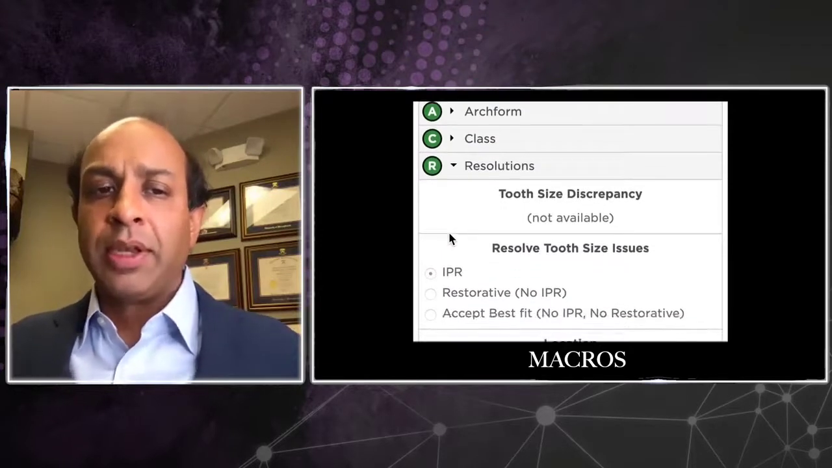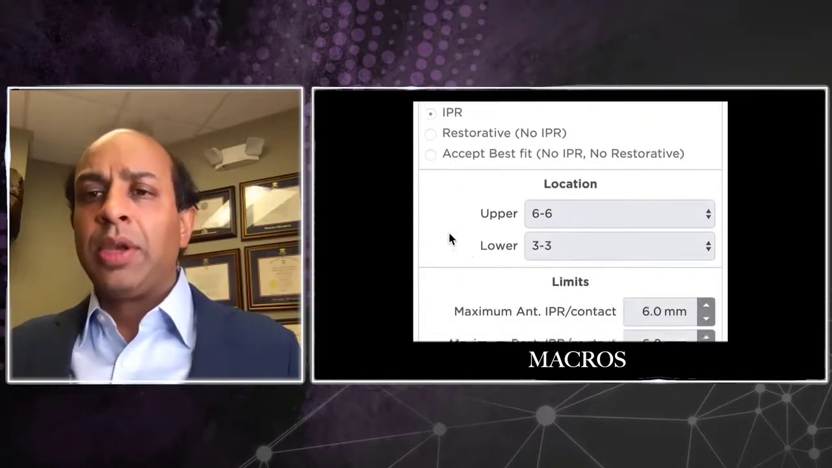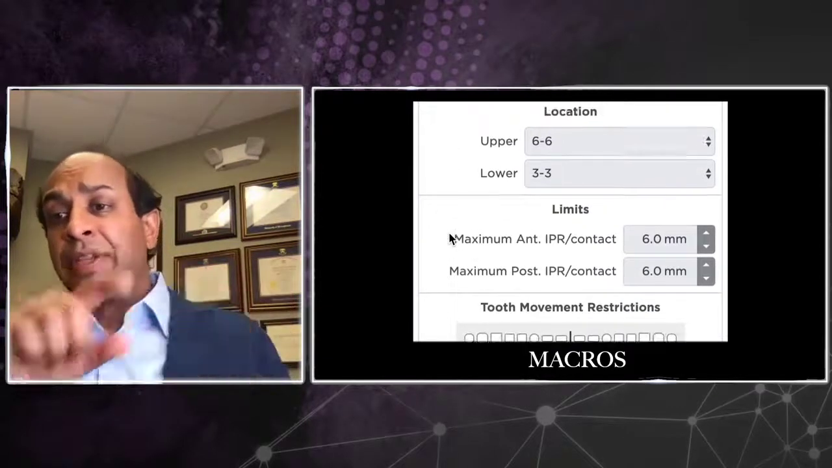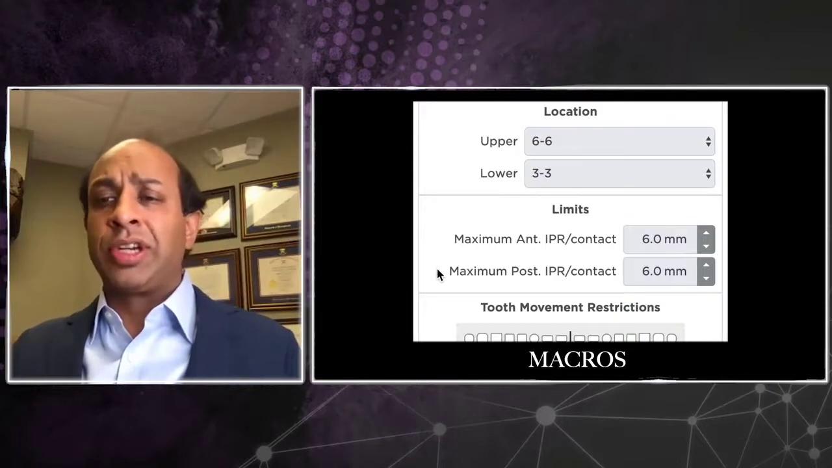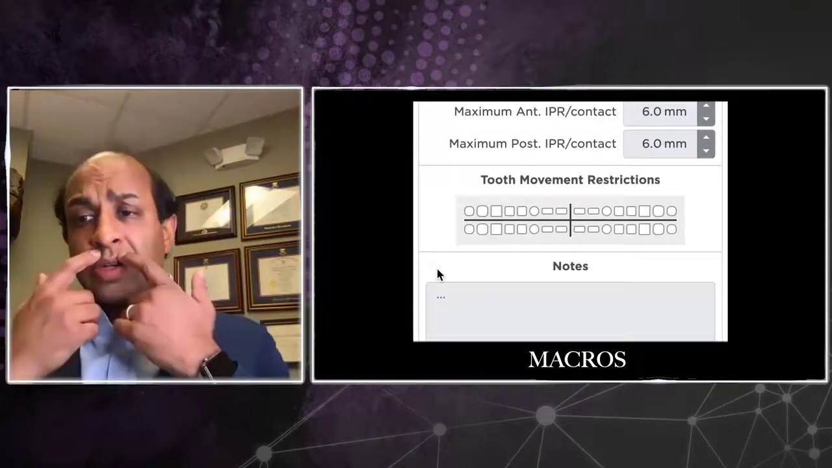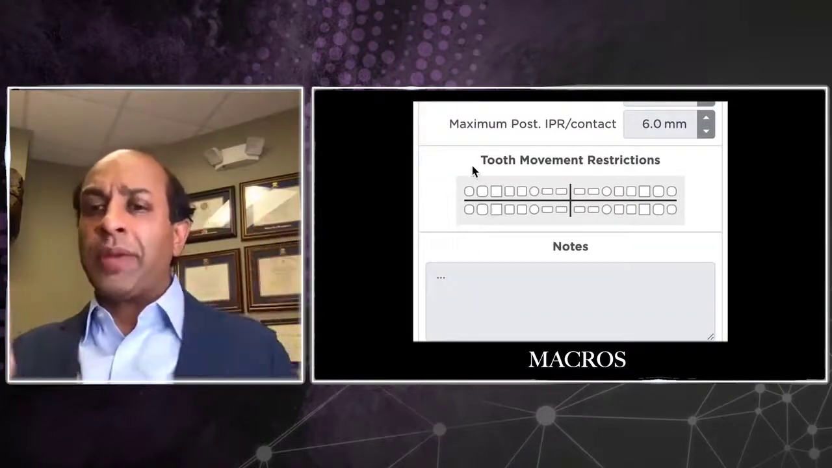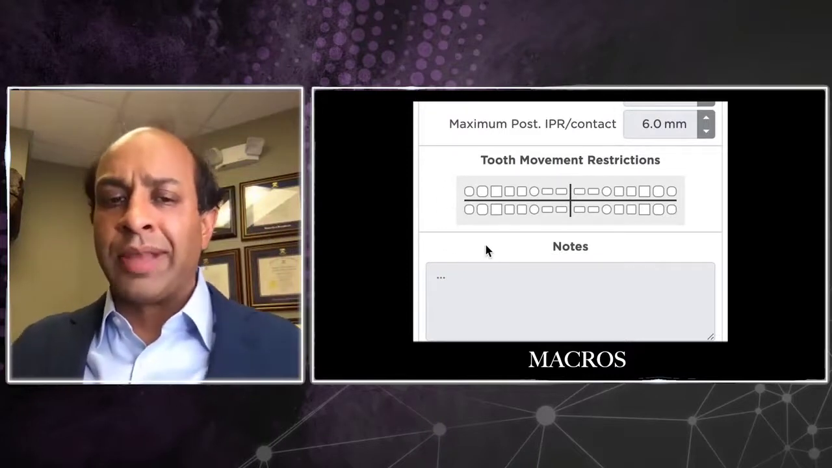The next is the occlusal plane. Are we going to maintain that? Is it actually a deep curve of Spee? Do we need to level that further? And finally, any special instructions. So is there a true size discrepancy? Do we want to leave space for augmentation restoratively of those upper lateral incisors?